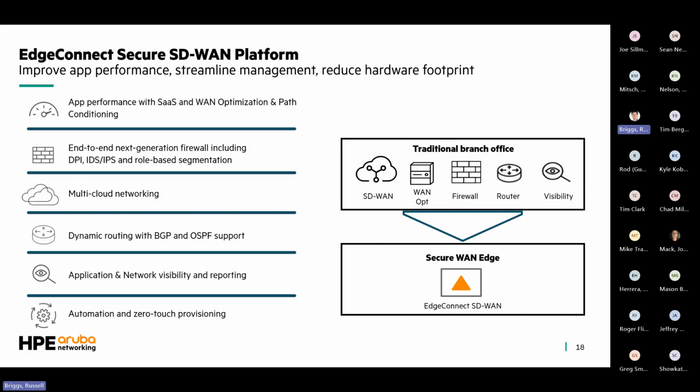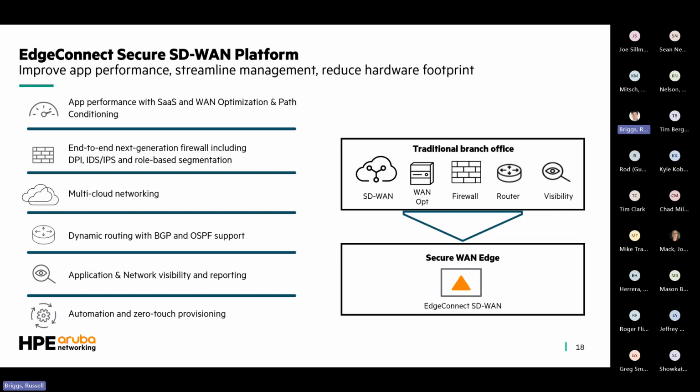So traditionally at a branch office, you might have SD-WAN, you might have WAN optimization, maybe a firewall, a router, something to give you visibility into things, maybe a NetFlow collector. All of that is sort of transitioning into what we're calling this secure WAN edge. We started out just mainly being a WAN optimization platform. Then we added in SD-WAN and of course all the rest of it. But it didn't all come on day one.